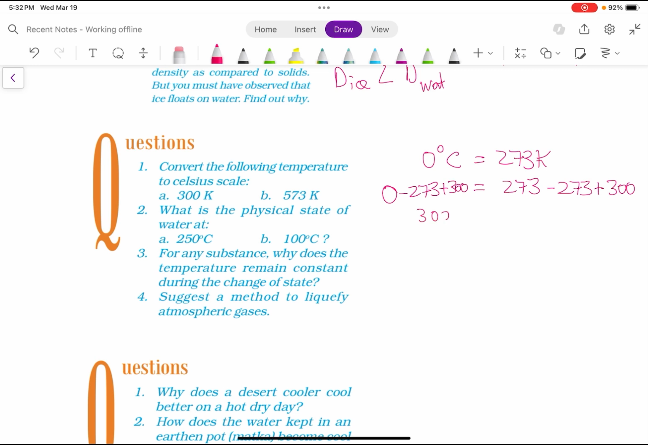So it becomes 300 minus 273 equal to 300 Kelvin. 300 minus 273 is 27. So 27 degree Celsius is equivalent to 300 Kelvin. Similarly, we can find out that 573 minus 273 gives 300 degree.